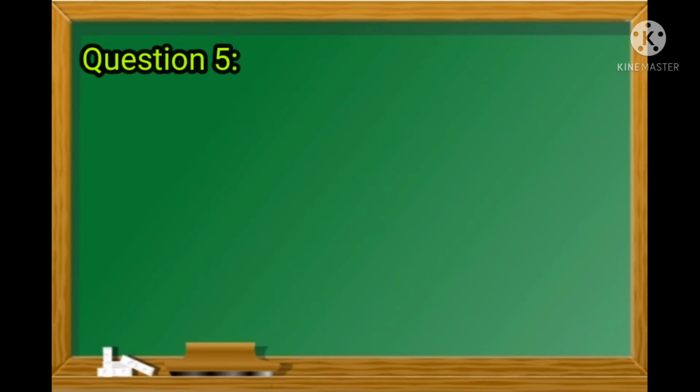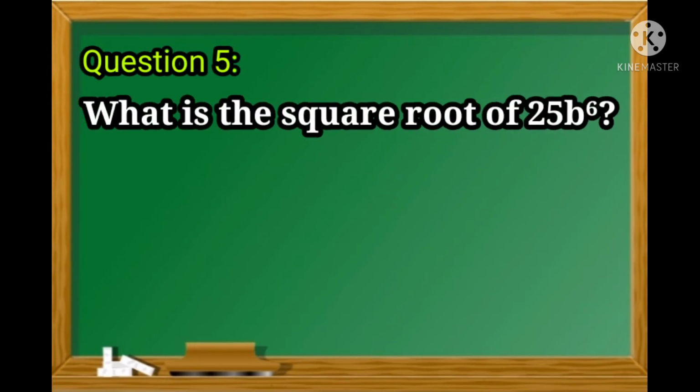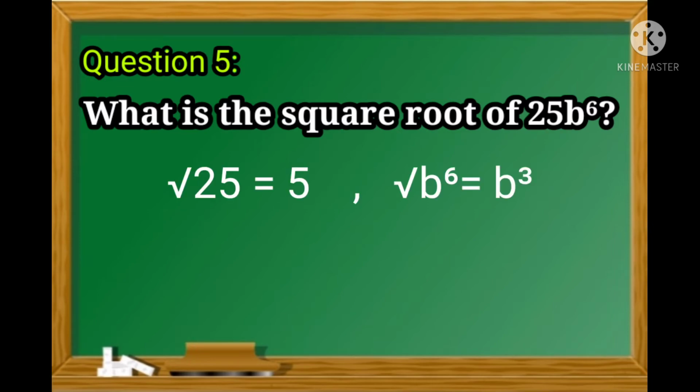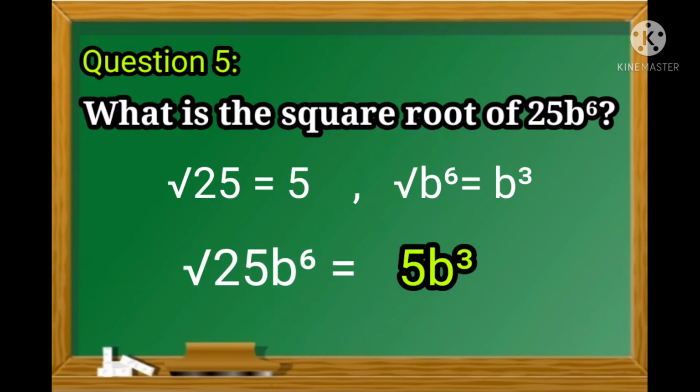Question number 5. What is the square root of 25b to the 6th power? In this case, we need to get the square root of the number and also the square root of the variable b. That is, the square root of 25 equals 5, and the square root of b to the 6th power is equal to b cubed. So therefore, the square root of 25b to the 6th power is equal to 5b cubed.